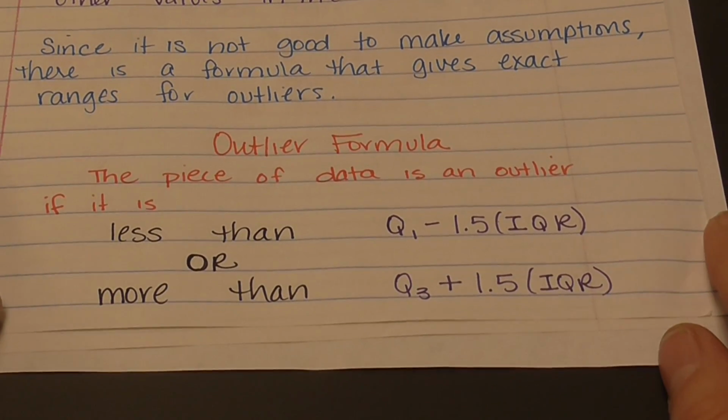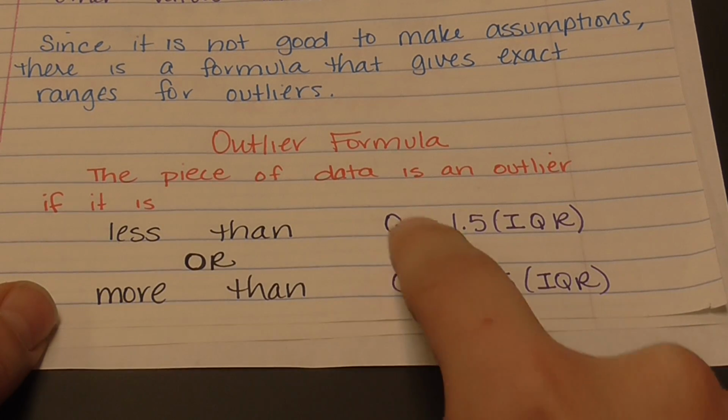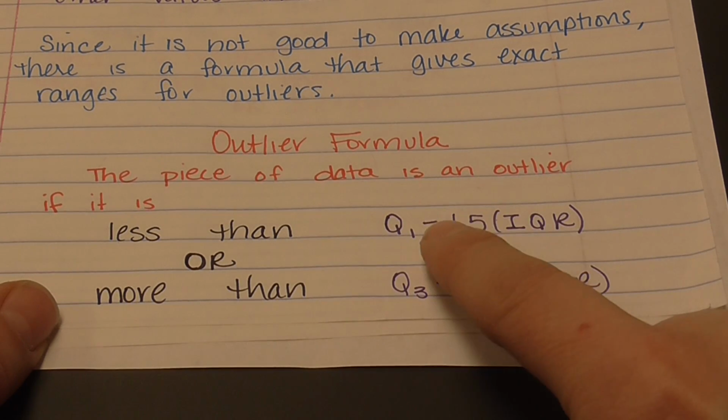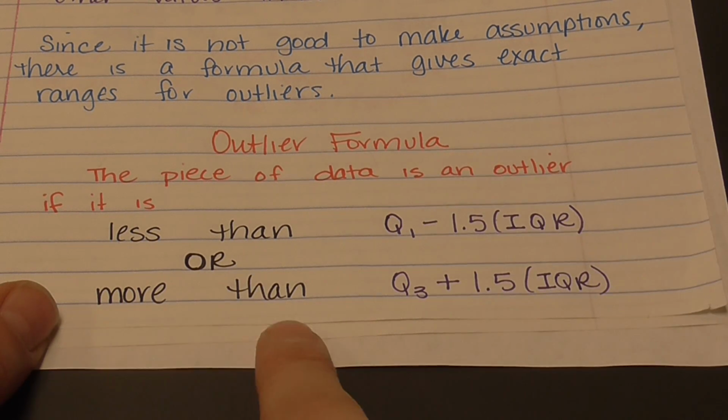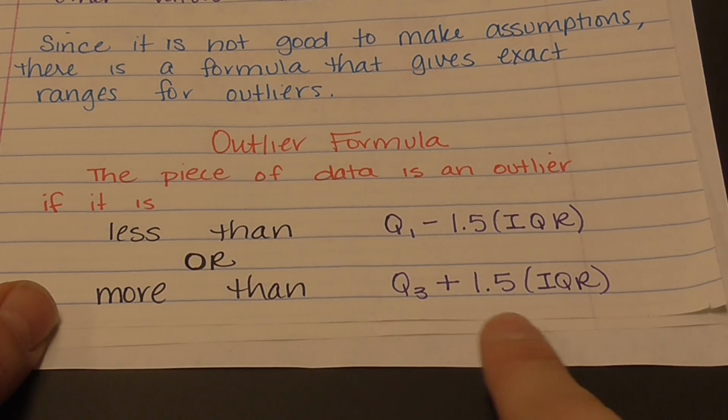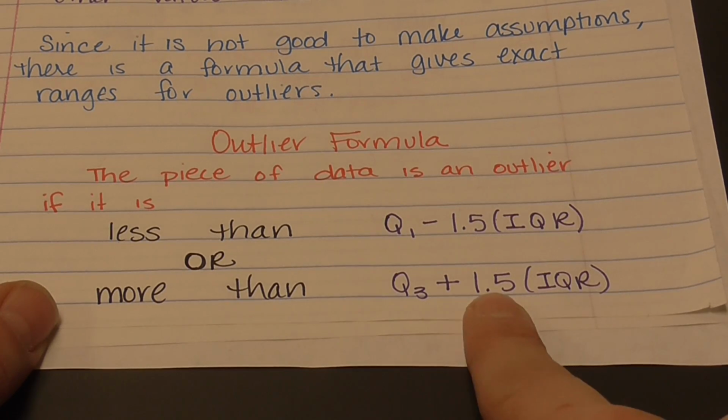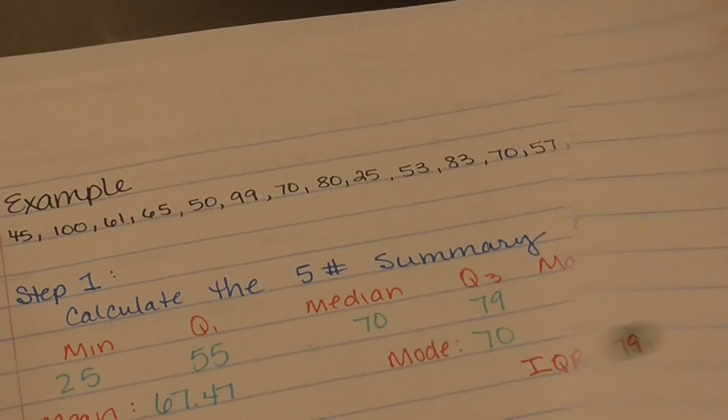A piece of data is an outlier if it is less than your Q1 value minus 1.5 times the interquartile range, or if it's more than your Q3 value plus 1.5 times the interquartile range. So what does that look like?